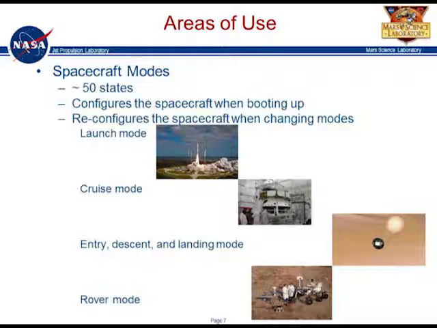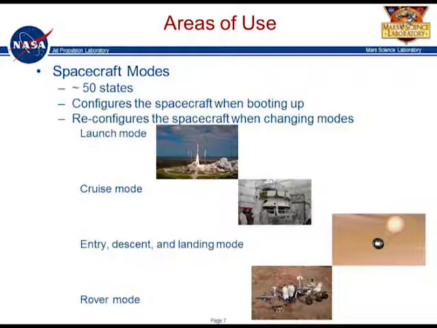So even though the number of states that are visible to the system and to the operations manager is much smaller than the 50, 50 states is what it took to actually implement it. So there's kind of a level of abstraction where the system engineer only sees, on the order of, 10 or 20 states, but inside the actual implementation, there are quite a few more to make that happen.